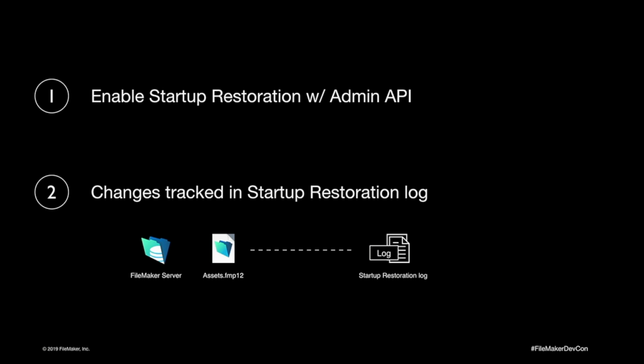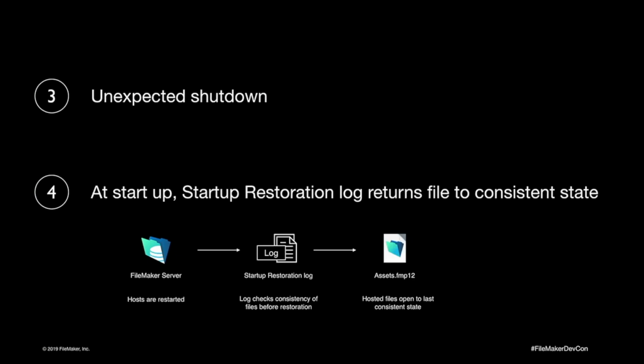Here's a really quick one-minute high-level introduction to startup restoration for those of you unfamiliar with this feature. Startup restoration is a reliability feature that you can enable or disable through the admin API, and by default, out of the box, it is enabled. All changes that you make to your hosted custom apps are also written to a startup restoration log. In the event of an unexpected shutdown, when FileMaker Server starts up again, it looks to that startup restoration log and attempts to bring your hosted custom apps back to their last consistent state.